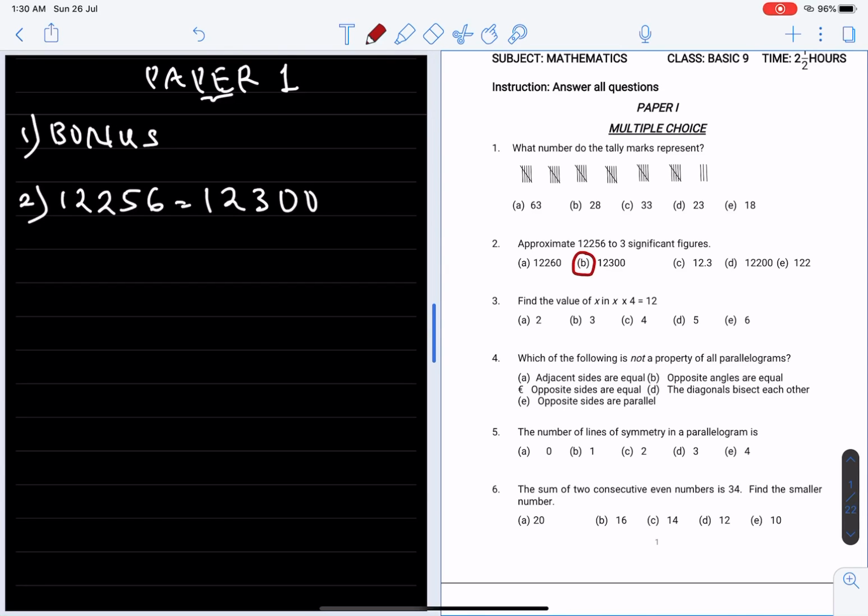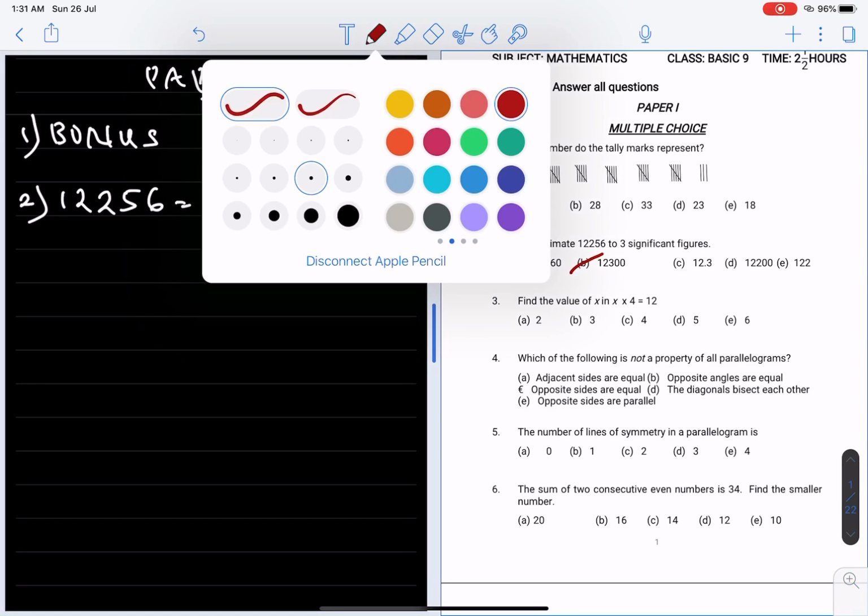Or maybe a circle will be better. Okay. I think I can simply tick it. That's option B. Now to the next.